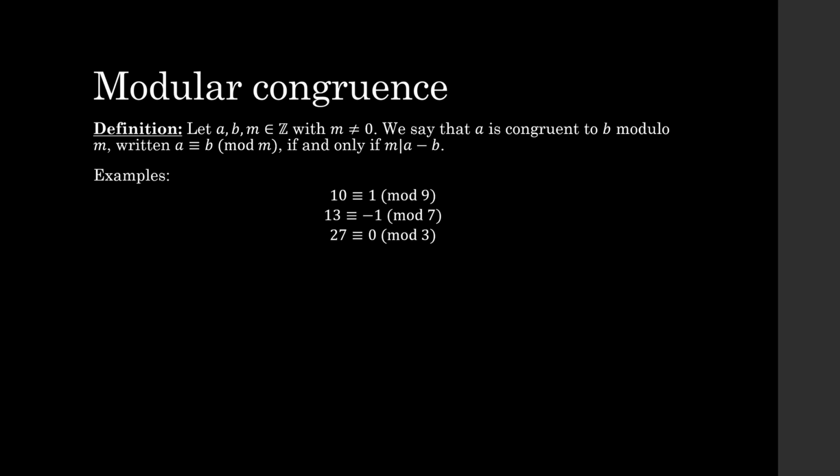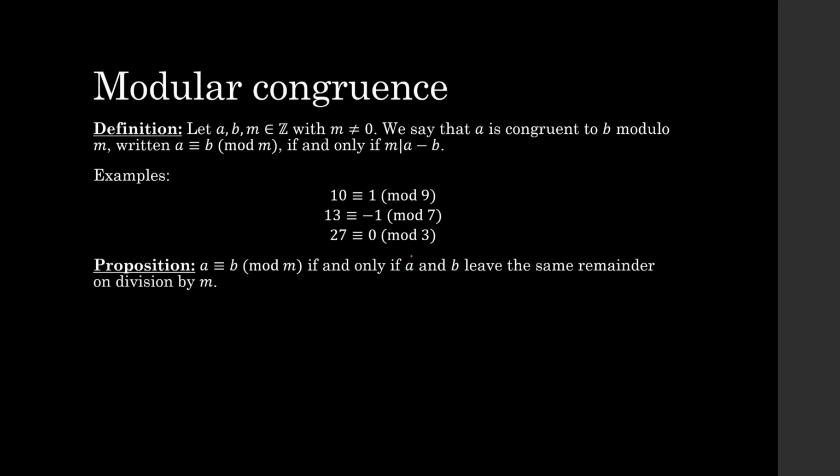Let's look at some examples. For example, we've got that 10 is congruent to 1 mod 9 because 9 divides 10 minus 1, because 10 minus 1 is 9. We've also got that 13 is congruent to minus 1 mod 7 because 7 divides 13 minus minus 1, because 13 minus minus 1 is 14. And we've got that 27 is congruent to 0 mod 3 because 3 divides 27 minus 0, which is 27. So you'll note that if a number is congruent to 0, then that's exactly when the modulus divides the number. So that's going to be a useful little tool.